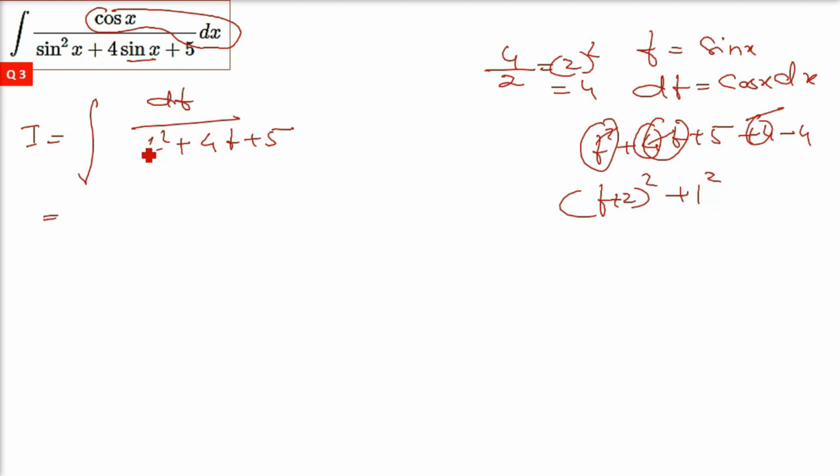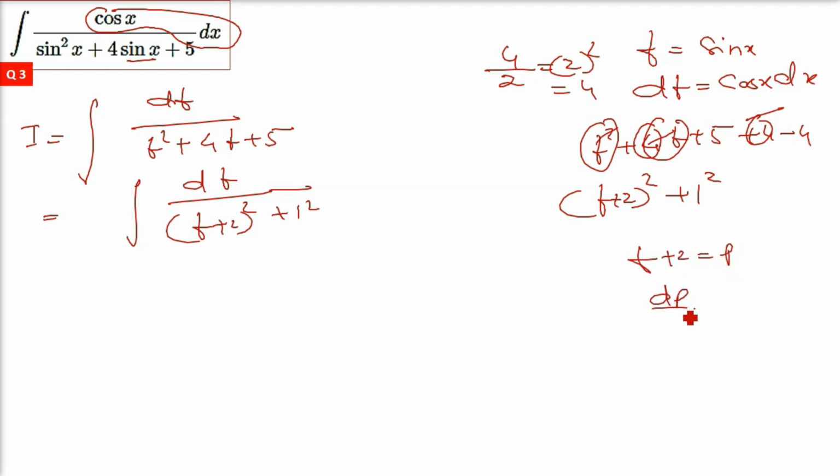So this integration will become like this. Integration of dt divided by t plus 2 whole square plus 1 square. Now t plus 2, if you take this as p, dp by dt will be equal to 1. That is dp will be equal to dt. So if at all we assume it to be p, but you don't have to, because dp is coming as dt. If there is some change, then you can just do that with t plus 2 as p.